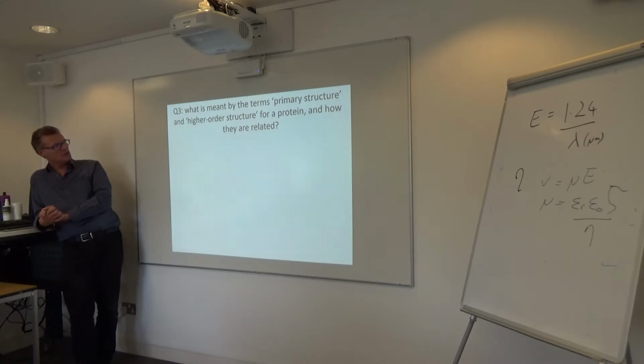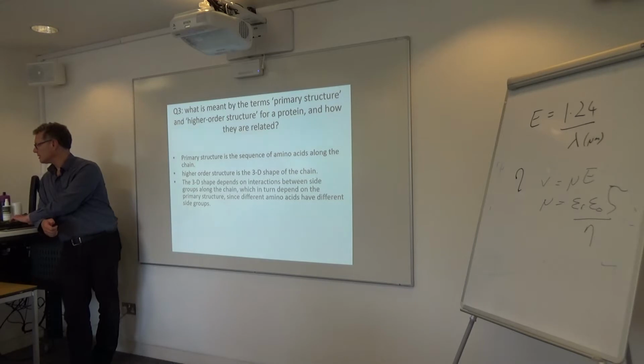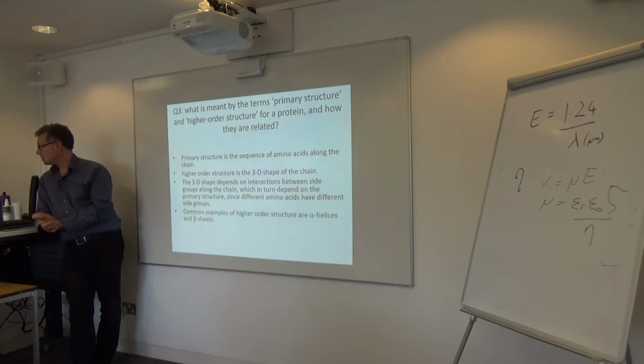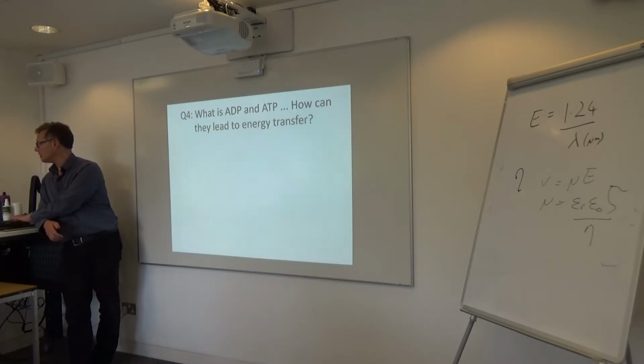Primary structure and higher order structure for a protein: how are they related? We've had this, so it's not going to come up. Primary structure is talking about the amino acids. Higher order structure is the 3D shape of the chain, which depends on the interactions. Good examples of higher order structures are the alpha helixes and the beta sheets. I don't think that will come up.